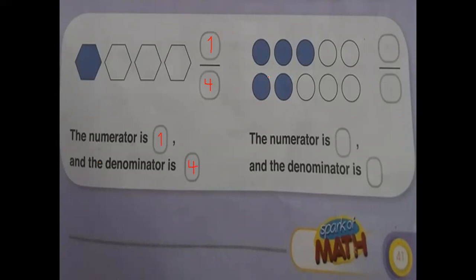Excellent. Okay, here, how many shaded parts do we have? 1, 2, 3, 4, 5. So we have 5 shaded parts. And how many parts in all? 1, 2, 3, 4, 5, 6, 7, 8, 9, 10. So we have 10 parts in all. So 5 over 10. The numerator is 5 and the denominator is 10.